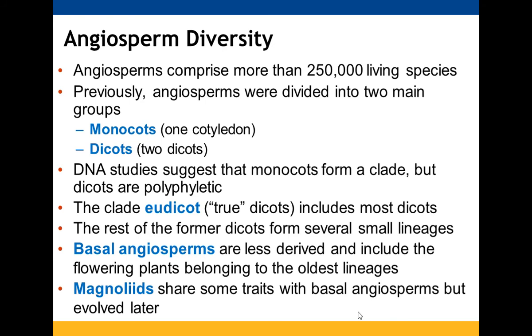And the monocots, that very well may be the case, but the dicots actually aren't going to be as straightforward as we thought. They are thought to be polyphyletic. The eudicots are going to make up most of your dicots, but there are some small lineages that come off from them, the basal angiosperms and then the magnolids. And we'll talk about each of those.